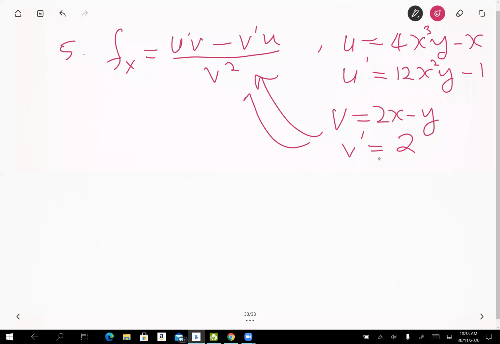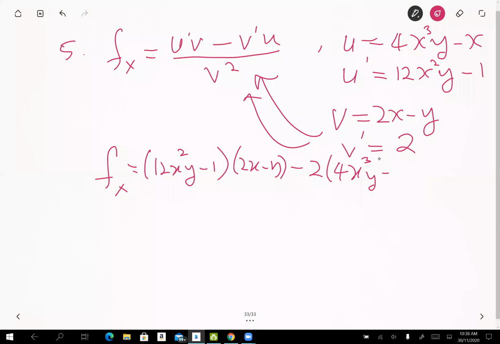If you want to discuss that question, you put in that thing and you get fx. So what do you have? You have fx equal to u prime, which is 12x squared y minus 1, multiplied by v, which is 2x minus y, and then take away v prime, which is 2, multiplied by u, 4x cubed y minus x. Everything divided by v squared, so you get 2x minus y squared.